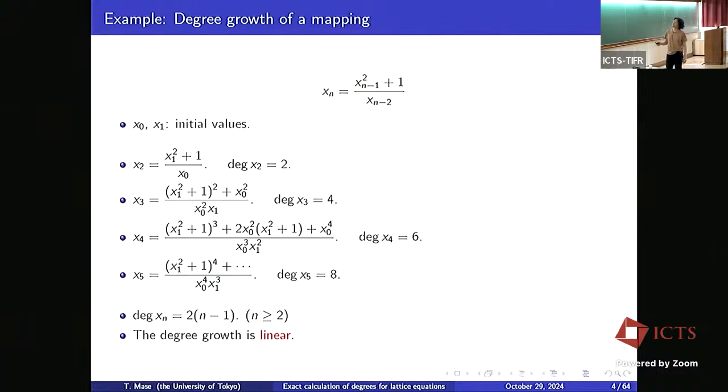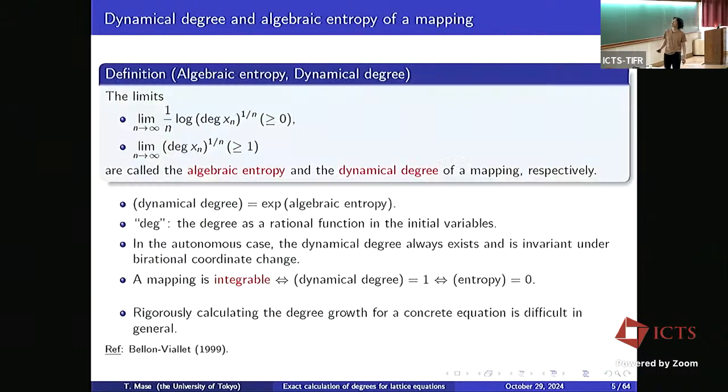Thanks to the Laurent property, I mean, the denominator is always a monomial, you can easily calculate the degree like this. So the degree growth of this equation is linear. We are interested in the degree growth, that means how fast the degree grows. So this value and this value are important. This is called the algebraic entropy of an equation, and this is called the dynamical degree of an equation.